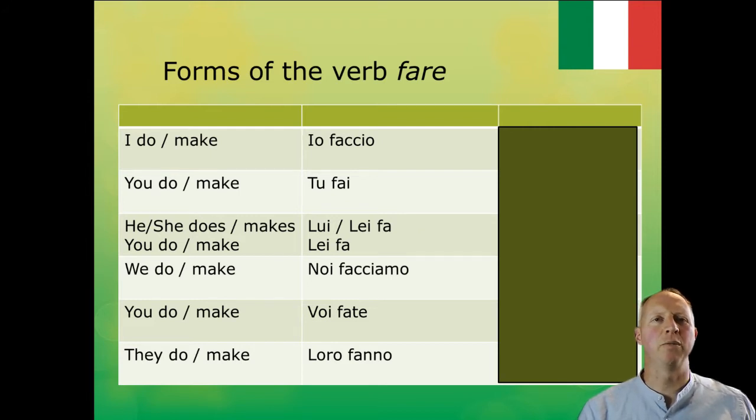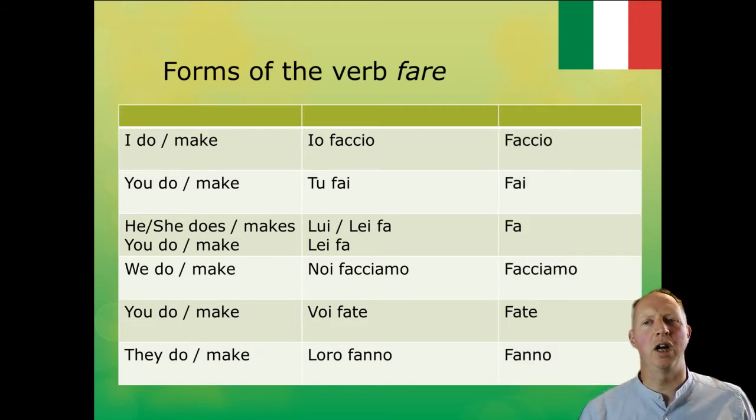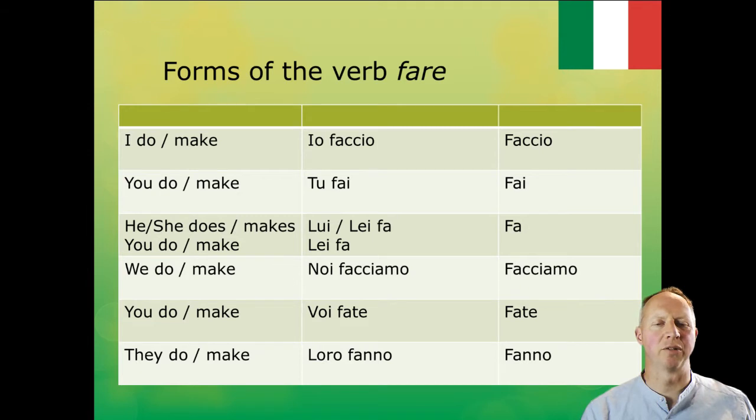So in Italian we will normally leave out the words for I or you, io, tu and so on, and just use the verb form by itself. So I do, faccio, you do, fai, he does or she does, fa. We can still put those words in if we want to make particular emphasis or we need them to make it clear who we're talking about.